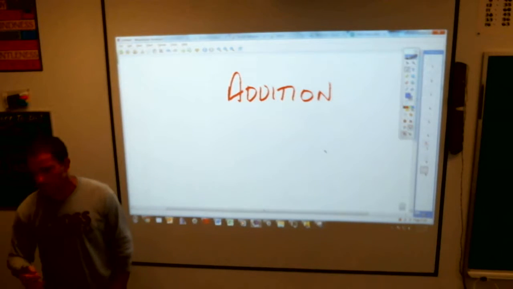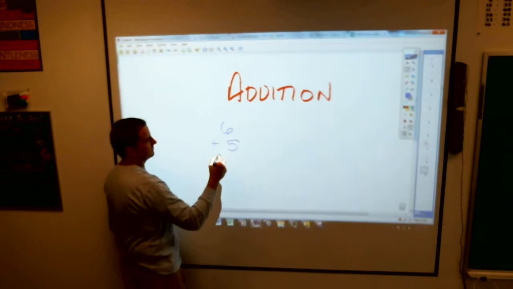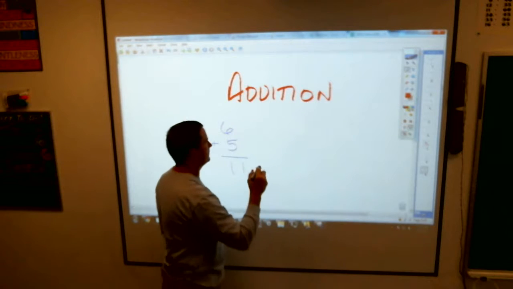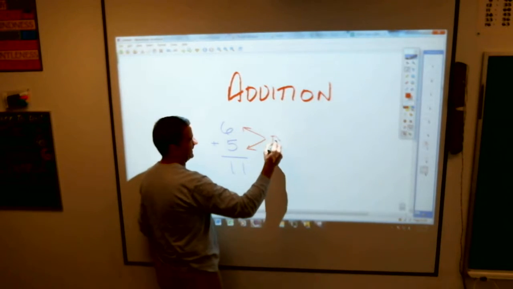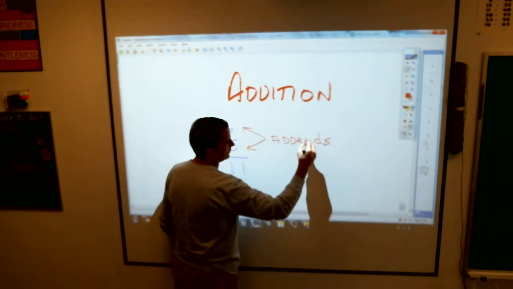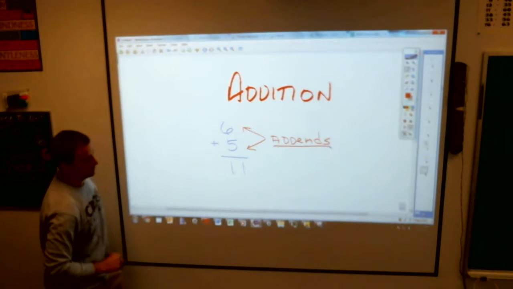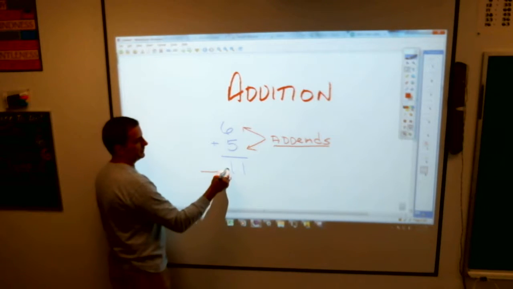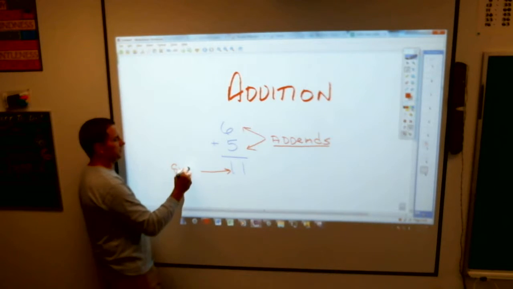Alright, so let's say you've got a problem here. 6 plus 5 is 11. Let's just name these parts. When you have an addition problem, the two things that get added together are called the addends. We don't refer to them very often as that, but in the math world, you kind of got to talk like the math people do. 6 and 5 are the addends, and the answer to an addition problem is called the sum. That one you hear quite a bit.